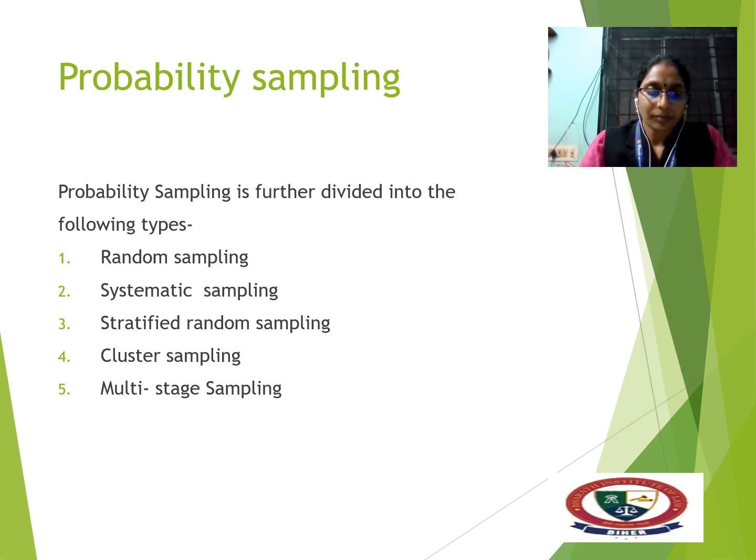Grid system. It is used for selecting a sample of an area. According to this method, a map of the entire area is prepared. Then a screen with squares is placed upon the map. Some of the squares are selected at random.